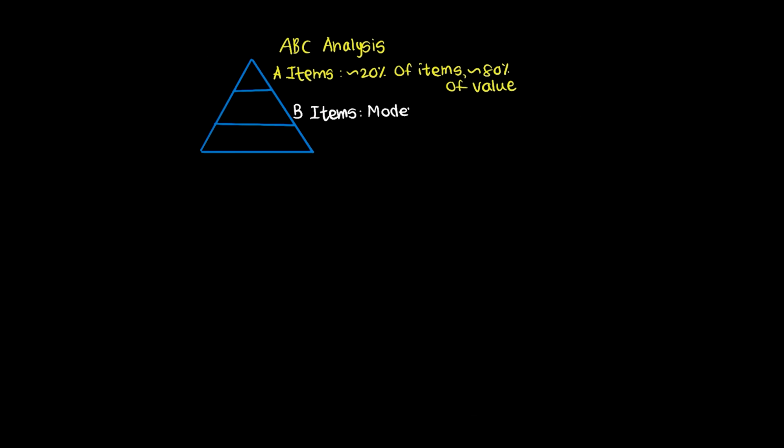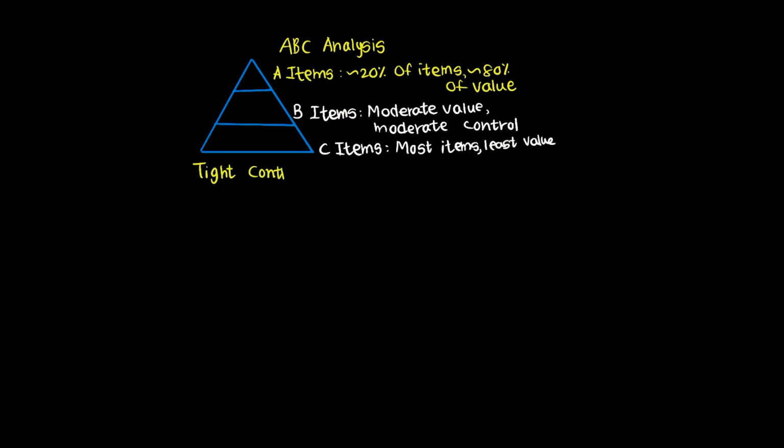ABC analysis sorts inventory into three groups. A items are the small percentage of parts that eat up the largest share of spending. Tight controls, frequent reviews, accurate records. B items are moderate in value and get moderate attention. C items are the bulk of inventory by count, but represent a small fraction of total spending. Loose controls are fine.